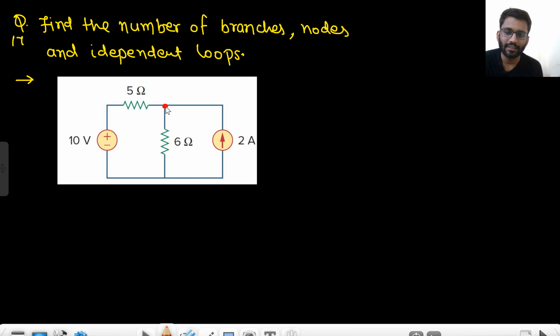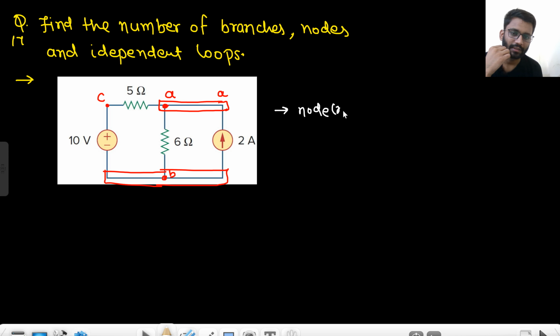So if I call this node as A, what will be this node? This will also be A only, because there is no element, neither voltage nor current source, resistance, capacitance, inductance, BJT, or op-amp. Nothing is there. This is a simple wire. So this complete will be node A only. And if I call this one as B, this complete will be this and this combined. This complete will be node B only, right? So this is one node only, and this is node C. A, B, C, only 3 nodes are there. So the nodes, which we call N, are 3.